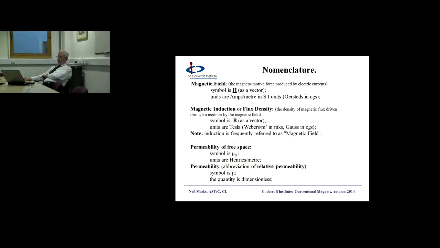We then have permeability, which you will all be acquainted with. The permeability of free space is mu naught, units are henries per meter. And then what I call permeability, but which I think most likely in honours courses you've referred to as relative permeability, and that's the symbol mu, and that quantity is dimensionless. And of course I think what you refer to as permeability is actually mu naught mu. But again, we'll make it quite clear which one we're talking about.